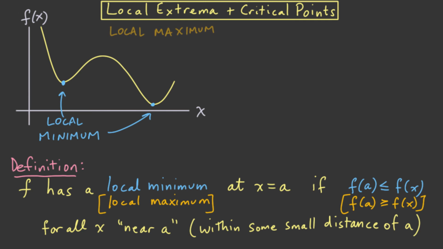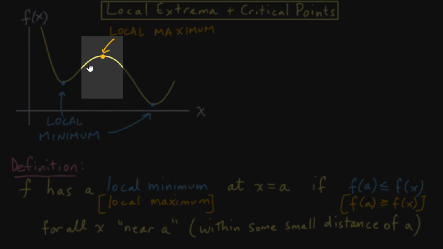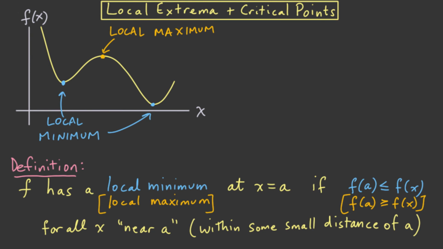For instance, there's a local max right here. It's not the global max, since over to the left f gets a little bit larger, but that's fine. If we just look at points that are near this point, say from here to here, then this point is the maximum. So we've got a local max at this point. Okay, so we've defined local minimum and local maximum.